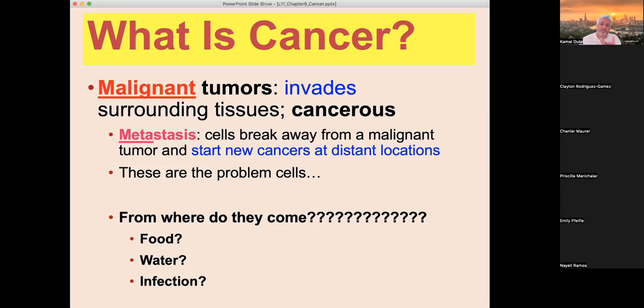Well, the bottom of this slide tells you. So some of them come from the type of food that you eat. Others come from the water contamination that may be around you, right? And others are caused by viruses and bacteria. So basically, your lifestyle will be responsible for most of the cancers that we see in the human population, right?